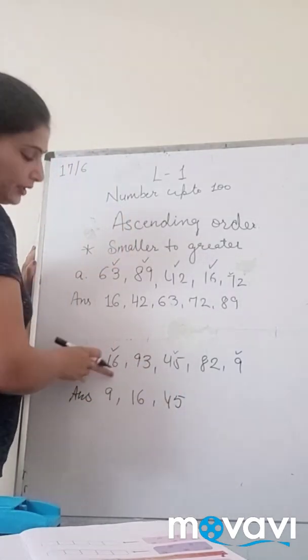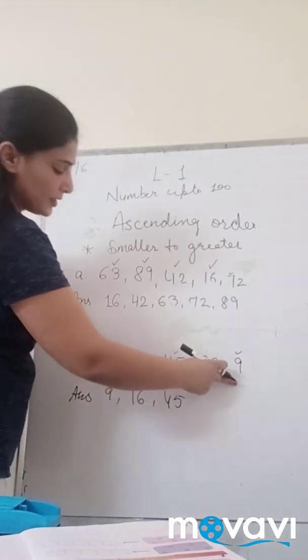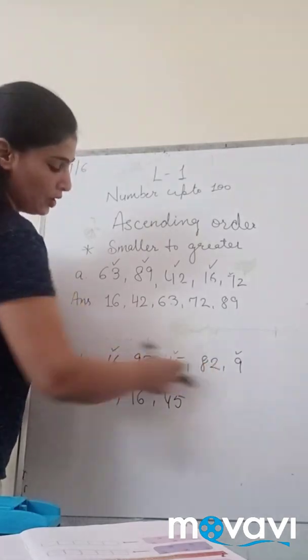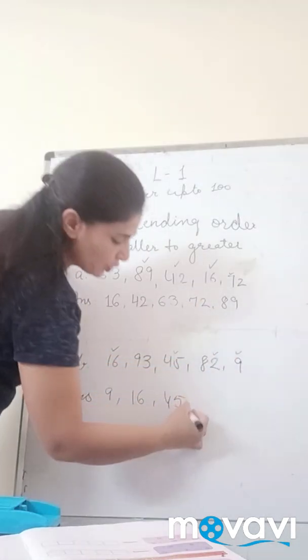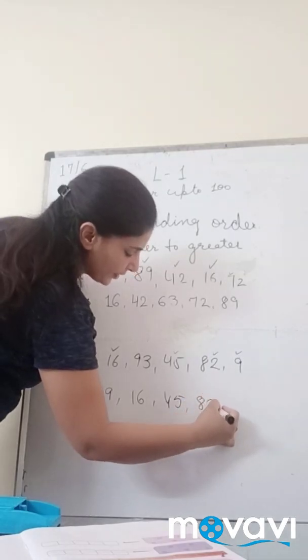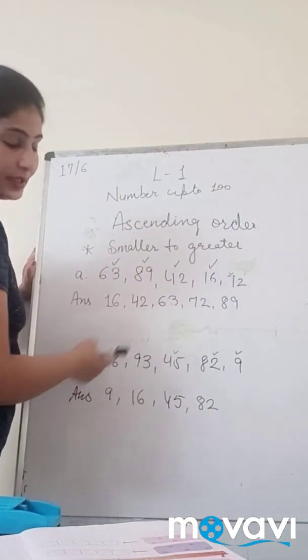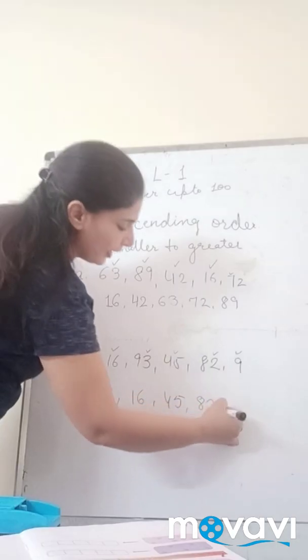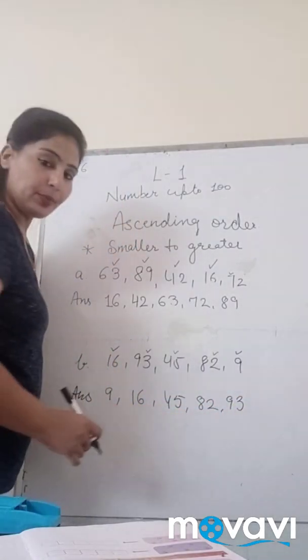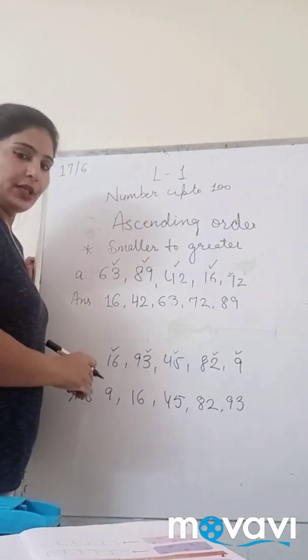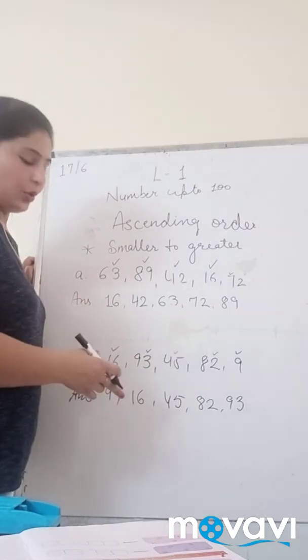Now, is there any number from the 50 series? No. 60 series? No. 70 series? No. Then we have the number 82, so I will write 82 here. Then I will see that the last number is 93, and I will write 93 here. And now my answer is complete. In this way I will complete ascending order in my notebook.